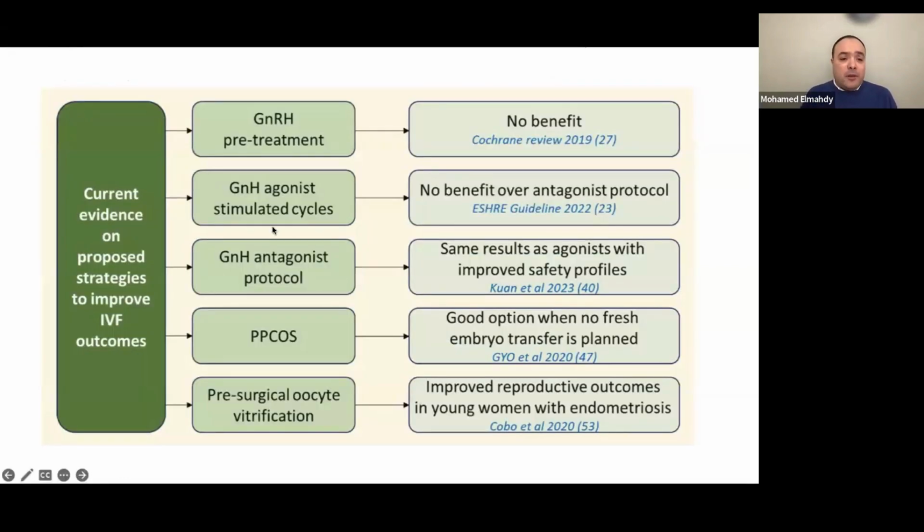This is a summary of current evidence regarding IVF. So GnRH pre-treatment or ultra-long protocol, there is no benefit. GnRH agonist stimulated cycle, no benefit over antagonist. GnRH antagonist gives the same results as agonist with improved safety profile and is patient-friendly. Progesterone primed ovarian stimulation cycle is a good option when no fresh embryo transfer is planned. Lastly, pre-surgical oocyte vitrification is a good idea in order to improve reproductive outcome, especially in young women with endometriosis or recurrent endometriosis.